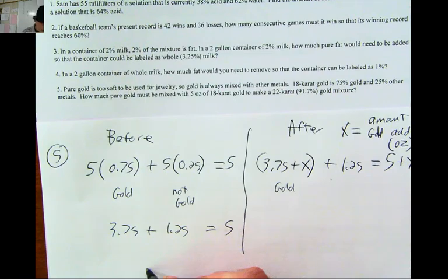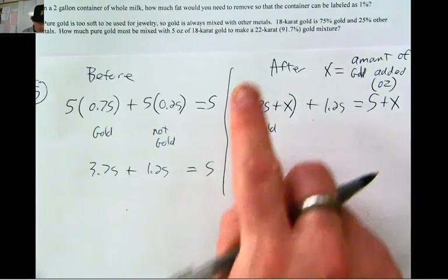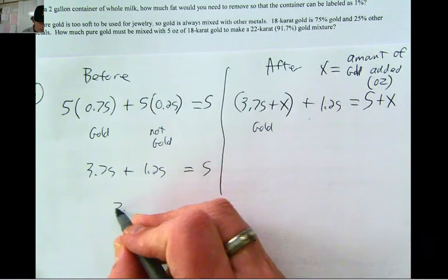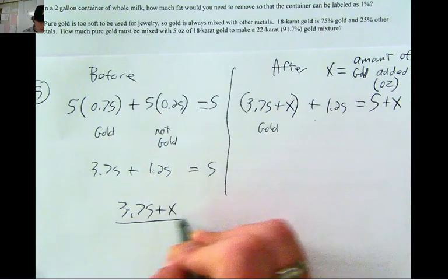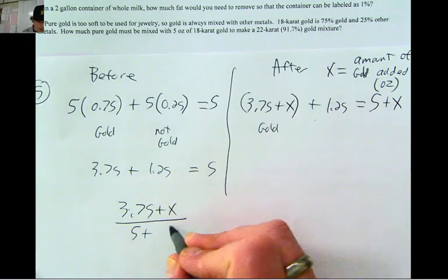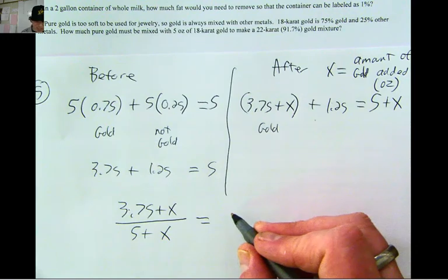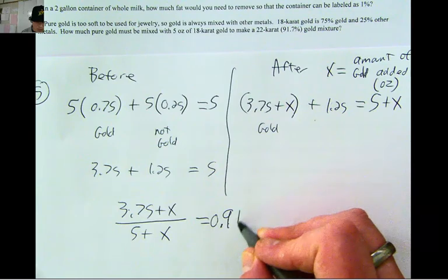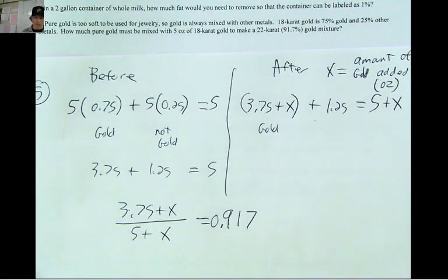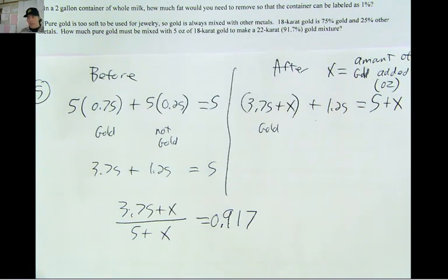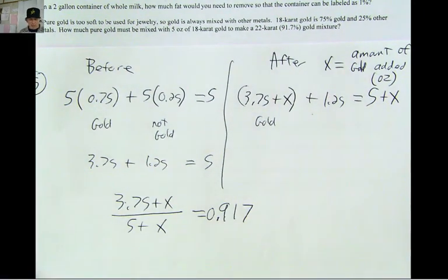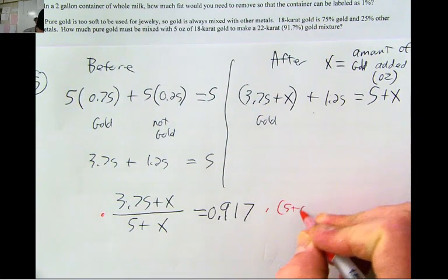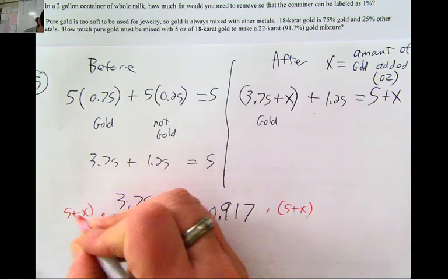So I know that I have, if I want to figure out how much to get it to be 91.7%, that's the after. So it's 3.75 plus the amount of gold, divided by the total number plus the amount of gold, and that must give us 91.7%, so 0.917. All right, that's the setup. And once you're done with the setup, you then multiply both sides by the denominator to eliminate the fraction. Don't forget to use parentheses when you do that.